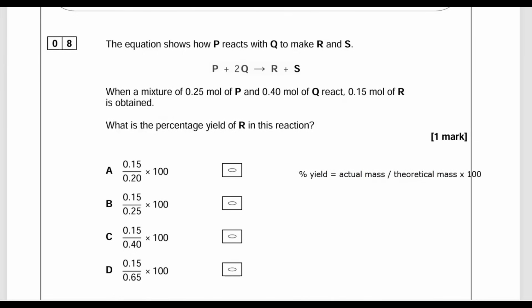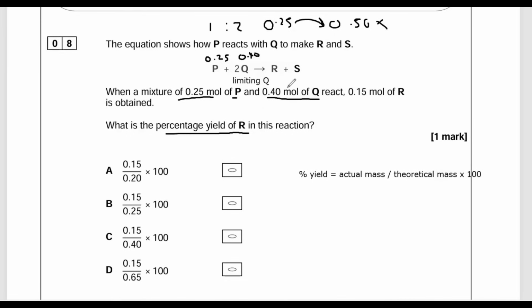Now what we want to do is find out what's the limiting reactant, because you use the limiting reactant to work out how much product you should make. So I've got 0.25 of P, but it's in a 1-to-2 relationship with Q, which means I should have 0.50 of Q, but I don't. I've only got 0.40 of Q. Therefore, Q is limiting, and I'm going to use that to work out how much product we're going to make. You always use your limiting reactant to find out the maximum product.